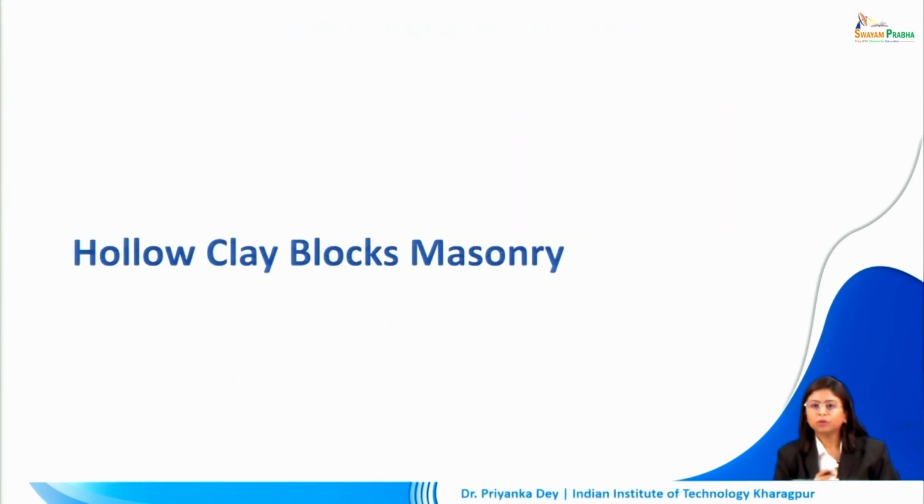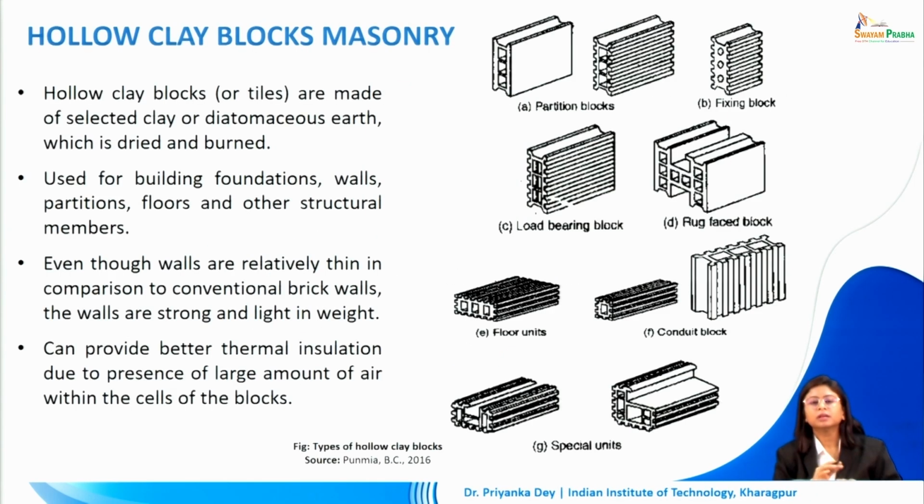Hollow clay block masonry is another example in which we can use hollow clay blocks or tiles, which are made up of selected clay or diatomaceous earth, and then dried and burnt and applied in our masonry construction. It's used for building foundations, walls, partitions, floors and other structural members as well. Now, even though walls are relatively thin in comparison to the conventional brick walls, the walls are quite strong and they are light in weight as well.